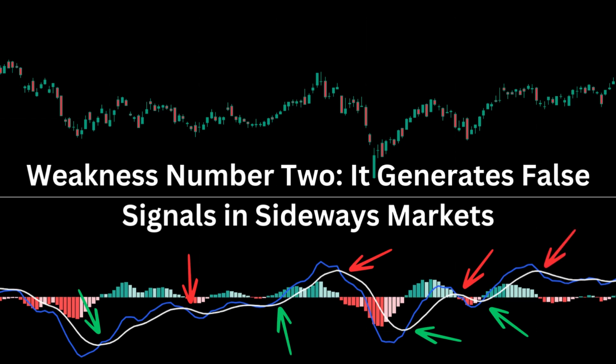The two lines will constantly intertwine, generating a multitude of crossovers and false signals that will entice you to buy and sell repeatedly, a phenomenon known as being whipsawed. In a sideways market, the MACD is your worst enemy. It will bleed you dry with small losses. The first skill of a good MACD user is to identify a ranging market and simply ignore the indicator.